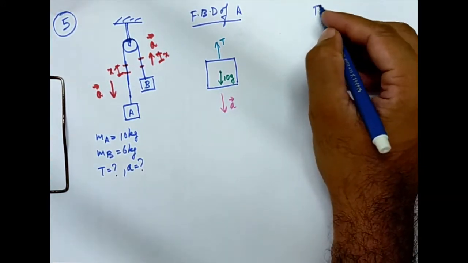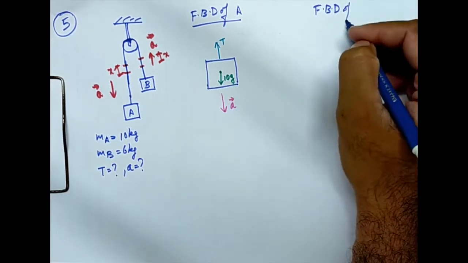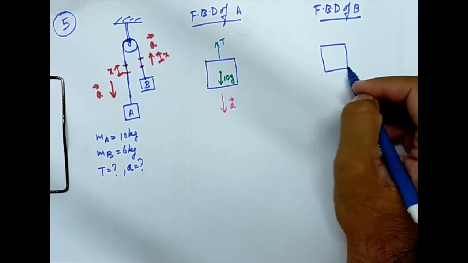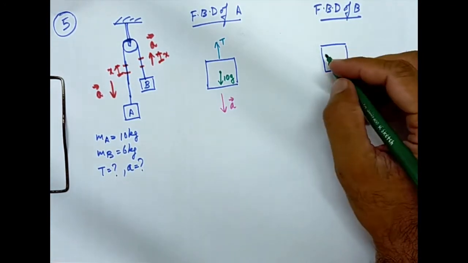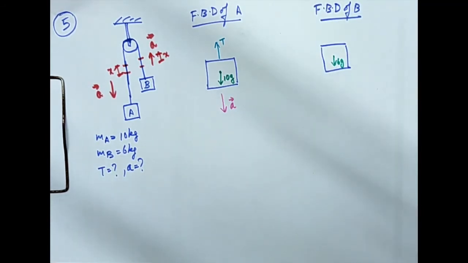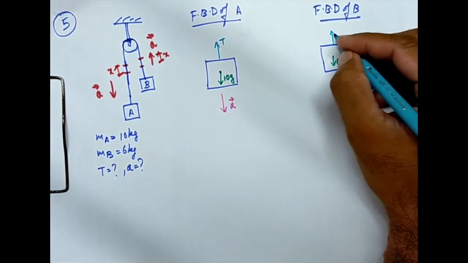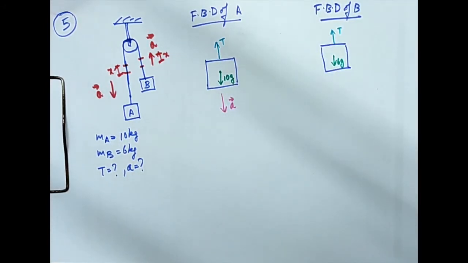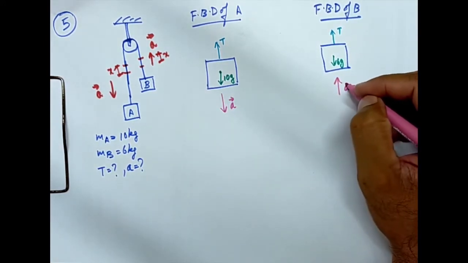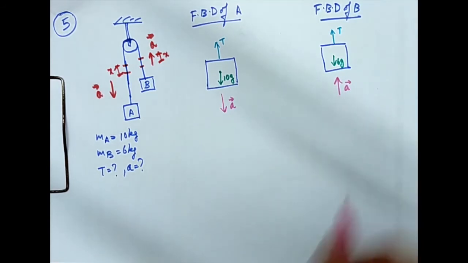Similarly, we can also draw the free body diagram of B. So this is block B. The mass of block B is 6 kg, hence it is 6g acting downwards. There is a tension which is equal to that in the previous block's case, and here the acceleration, this block is moving up with the same magnitude a. So these are the two free body diagrams.